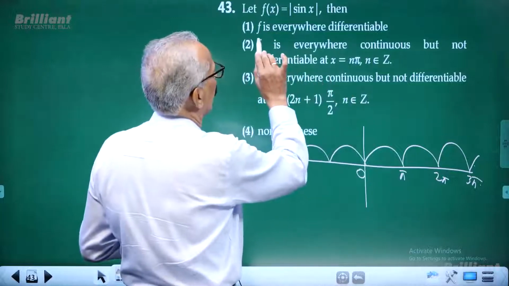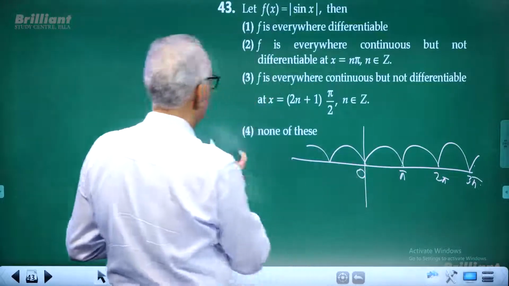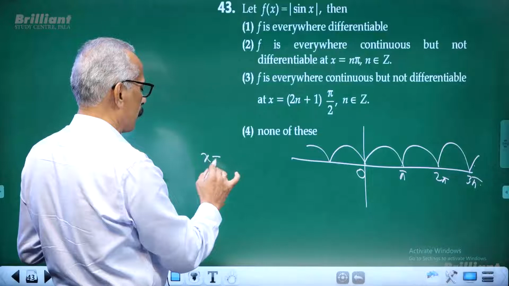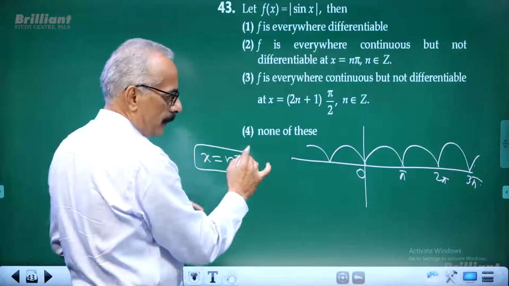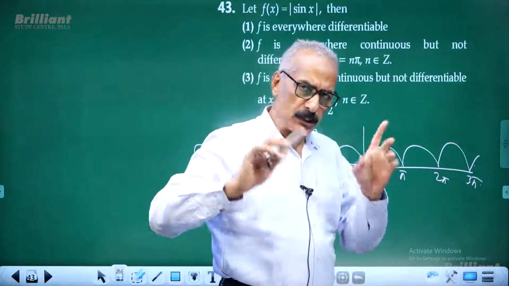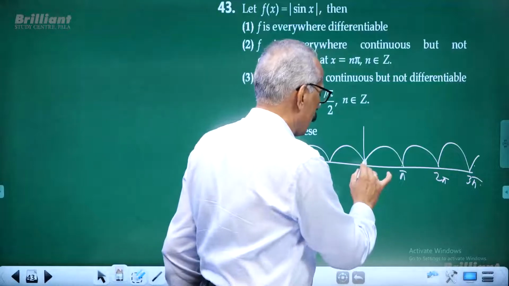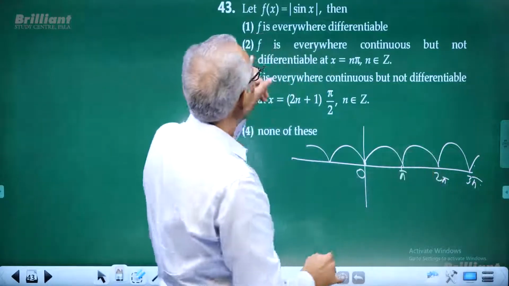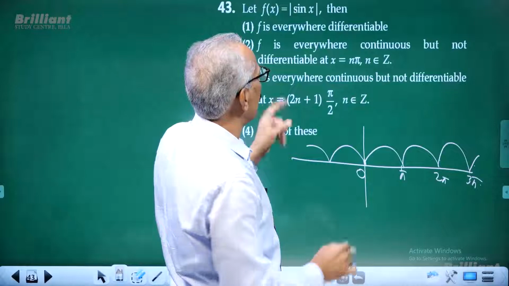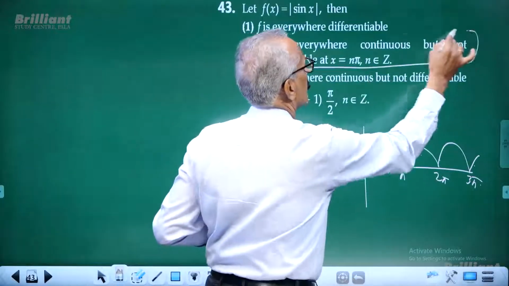Is f everywhere differentiable? No. f is not differentiable at x equal to n pi. Where there is a sharp bend or cusp, the function is not differentiable. And this is 0, pi, 2 pi, 3 pi. f is everywhere continuous but not differentiable at x equal to n pi. That is what it is.